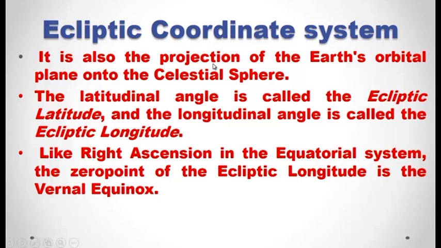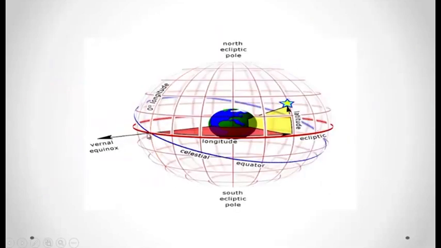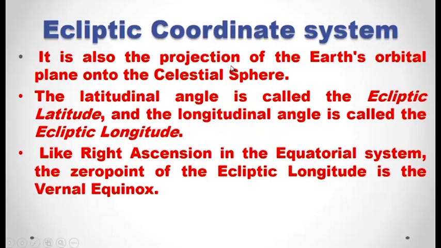Earth's orbital plane, in the sense, the plane of Earth's orbit. The latitudinal angle is called ecliptic latitude and the longitudinal angle is called ecliptic longitude. Like right ascension in the equatorial coordinate system, the 0 point of the ecliptic longitude is the vernal equinox. So here you can see the vernal equinox. This is the 0 point or origin of this ecliptic coordinate system. With respect to this origin, any celestial objects to be located shall be measured.